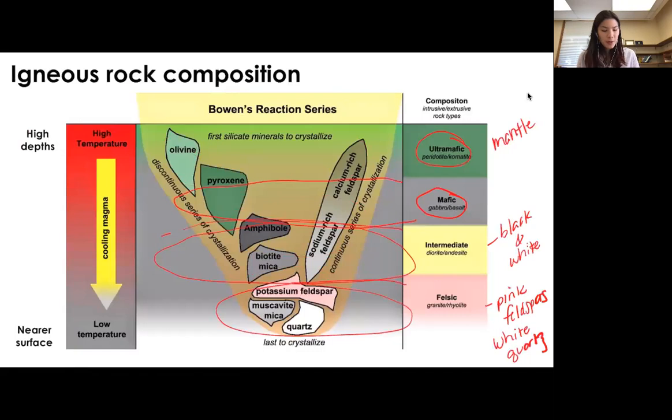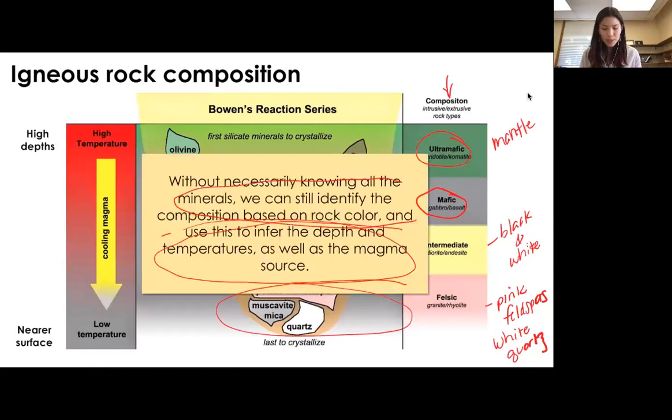Even though we are in a remote classroom right now, we don't have the opportunity to necessarily look closely at the mineral composition. We can use the overall color of igneous rocks to tell something about what the composition is and to inform what minerals we would expect to see if we were able to look at them in more detail. So just to drive that home, without necessarily knowing all the minerals, we can still identify the composition, and we can still back out something about the formation depths and formation temperatures of igneous rocks.